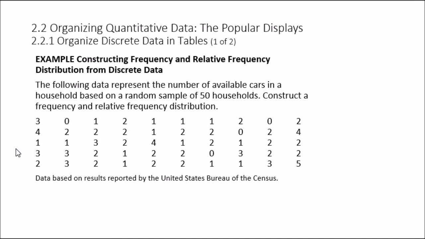Here's an example to illustrate the different ways to organize discrete data in tables. The following data represents the number of available cars in a household based on a random sample of 50 households. We want to construct frequency and relative frequency distributions. If you notice our set of raw data, we only have relatively few different values. So we have the values 0, 1, 2, 3, 4, and 5. That's not too many. That means we're going to organize our discrete data in a table in the same manner we organized our qualitative data.